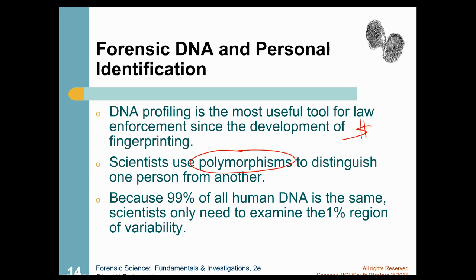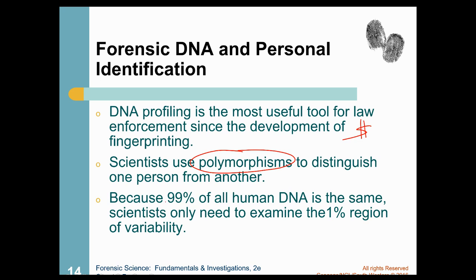And this word basically means every single person, except for identical twins, has unique DNA. The DNA is made up of all different characteristics in different coding. So that's what polymorphism is. It's your unique genome that allows you to distinguish one person from another.